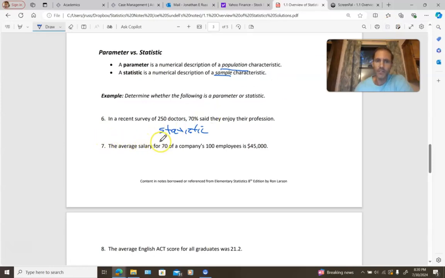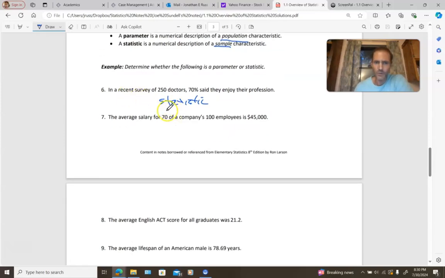Number 7, the average salary for 70 of a company's 100 employees is $45,000. This is going to be a statistic as well. And the reason is because it's the average of 70 of these employees, not all 100 of them. So if this was the average salary of all 100 employees, this would be a parameter. This would be describing the population of all 100 employees. But because it's only describing 70, it is a statistic.